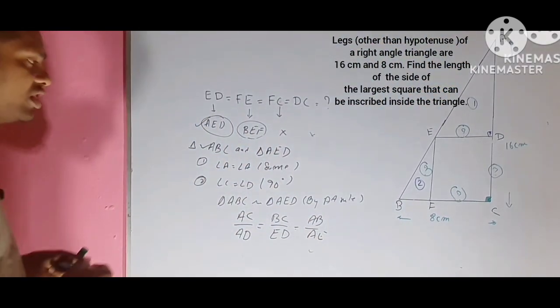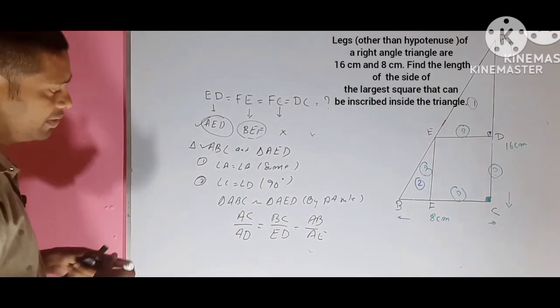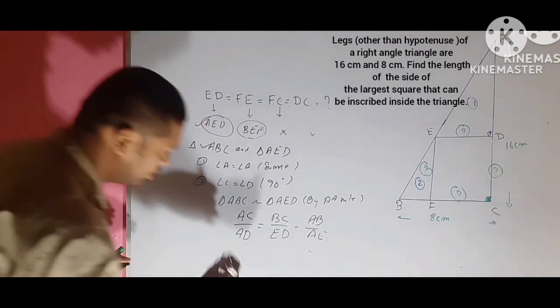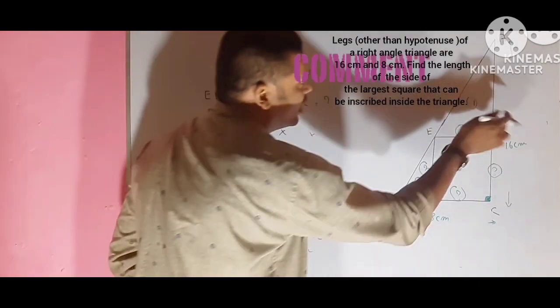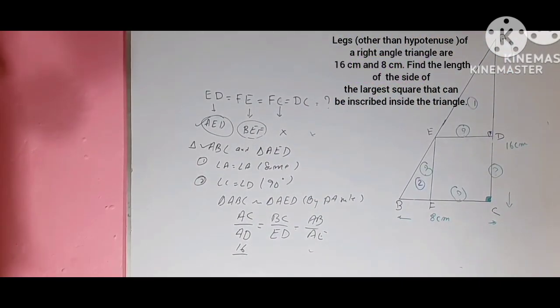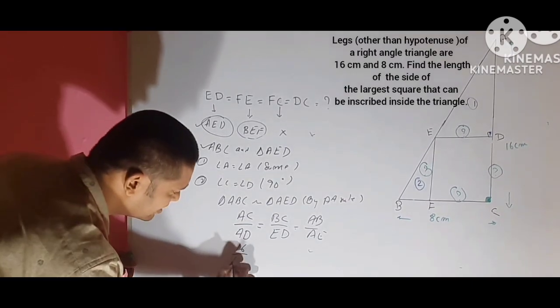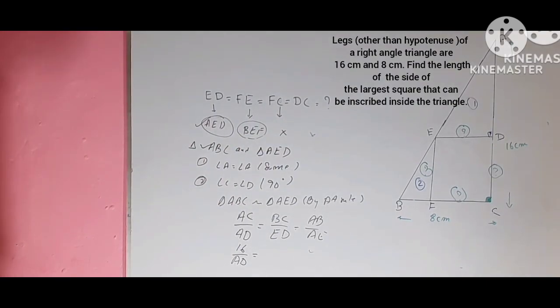Okay, now what are the things we need? We need AC. We have AC, the complete value, 16 centimeter. So AC is 16 centimeter by AD. Do we have AD? No sir, the AD value we don't have. We have 16 centimeter, the complete value. AD we are not having. So what can we do? Let me write AD as it is first. First we'll write the values; according to that we'll decide what to do later.